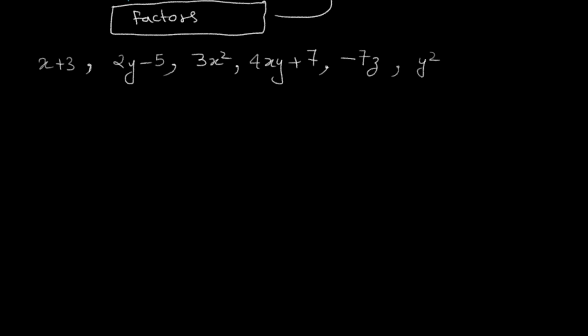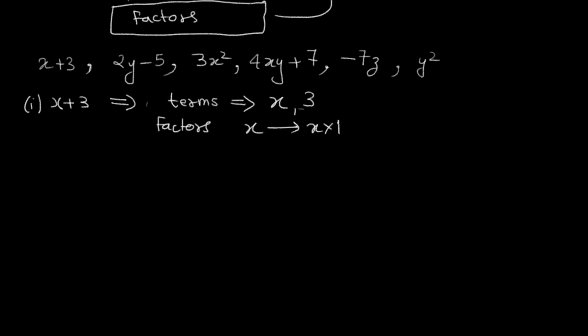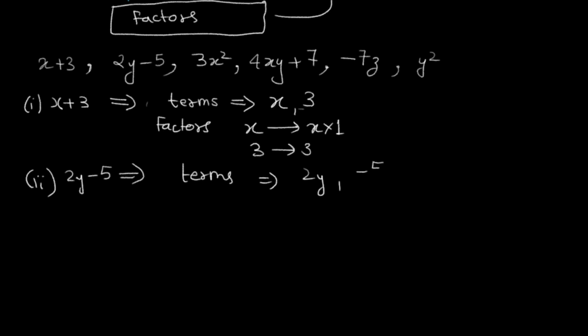Let's take x plus 3. What are the terms here? Terms are x and 3, and the factors are x and 1, and for 3, just 3. Let's take the second example here, 2y minus 5. Terms here are 2y and minus 5, and the factors of those terms are 2 into y, multiplied, and for minus 5, just minus 5.